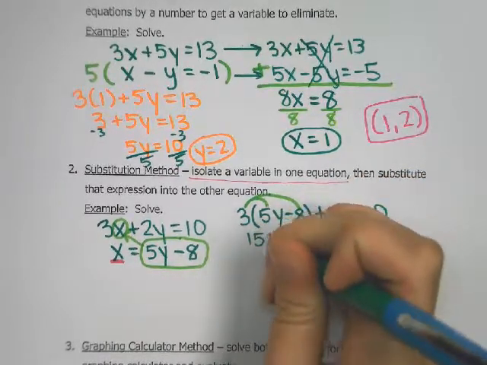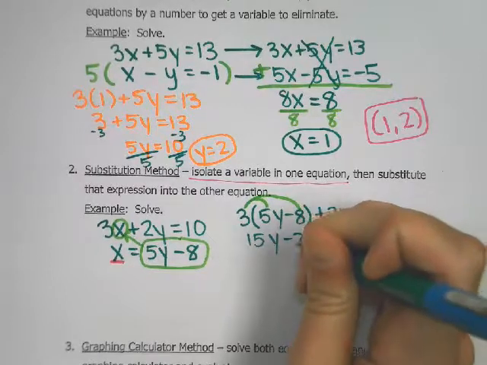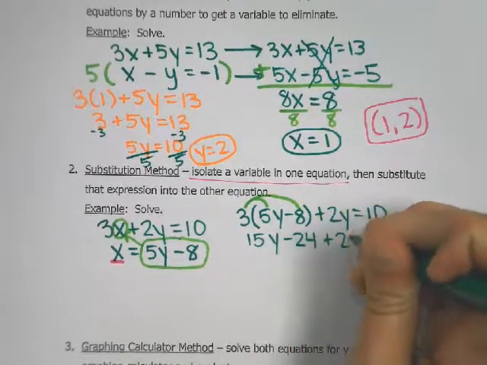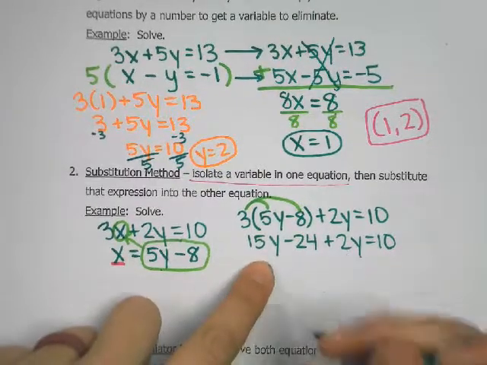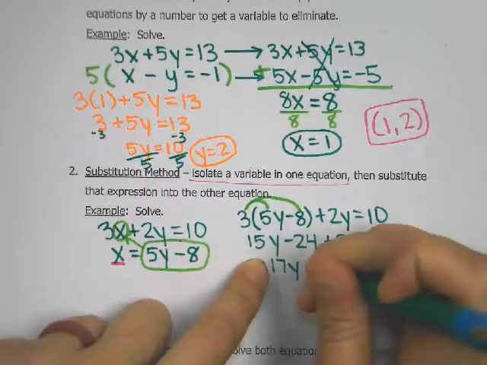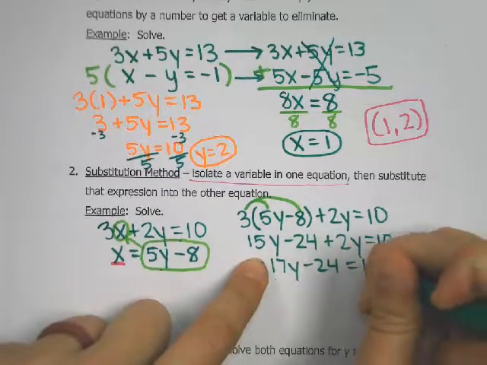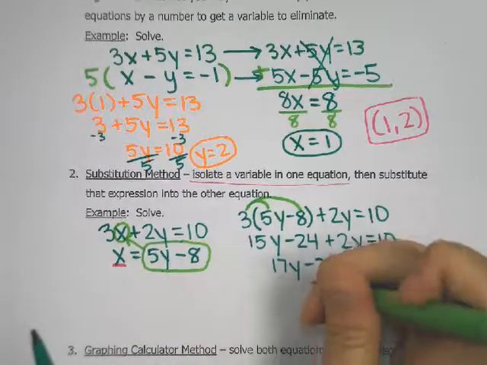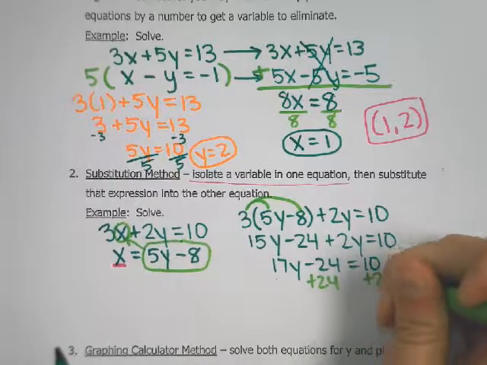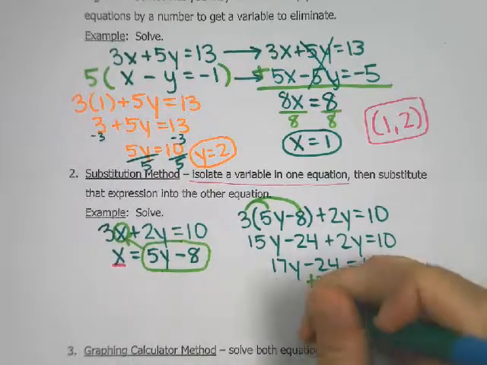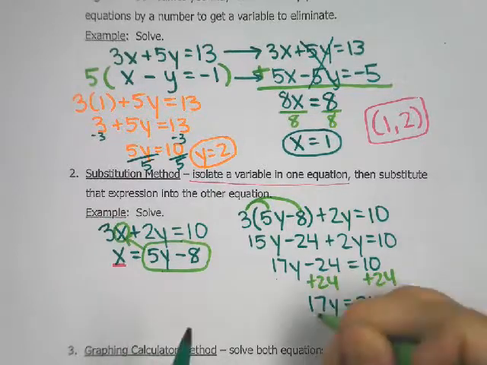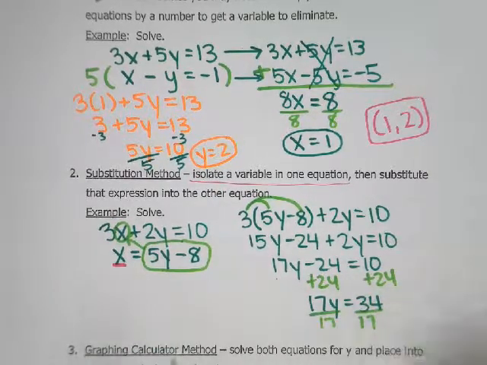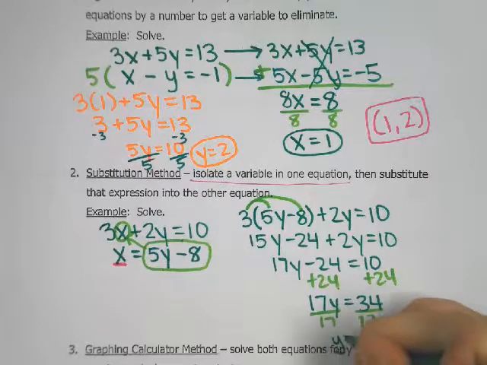So 3 times 5 is 15, y minus 24 plus 2y equals 10. Combine my like terms here. So 17y minus 24 equals 10. Add 24 on both sides. 17y equals 34. And I'll divide by 17. And y is 2.